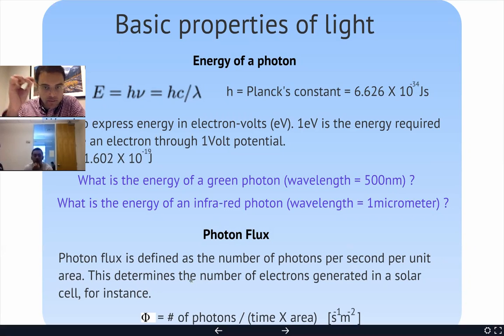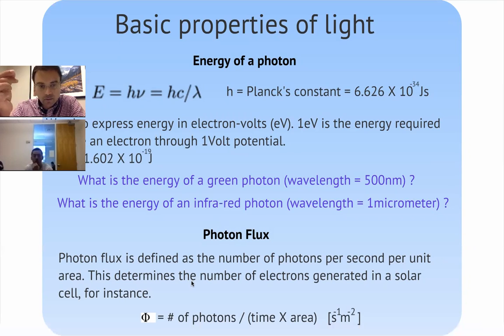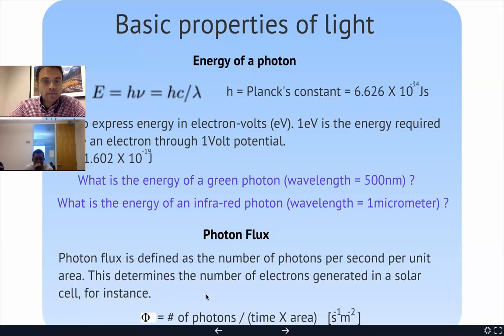So in other words, one photon can give rise to one electron-hole pair or one electron, which goes into the battery. So the number of photons is very important to determine the current out of solar cells, for example. And the number of photons is a different concept than the energy of the photon. So the flux itself can be defined as the number of photons divided by time divided by area, and its units, of course, are per second per meter squared.